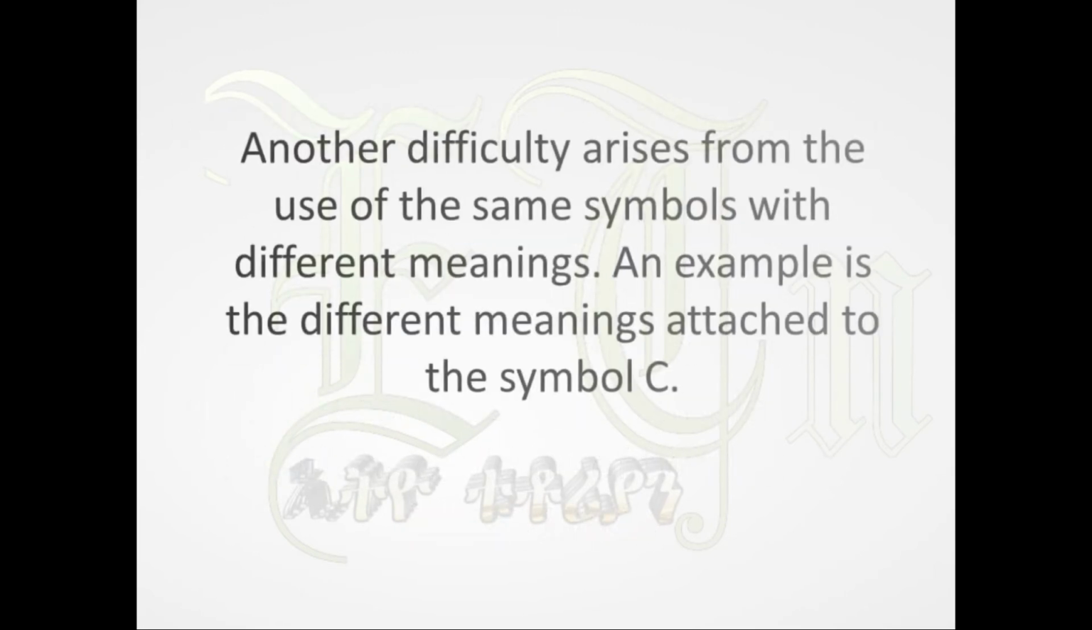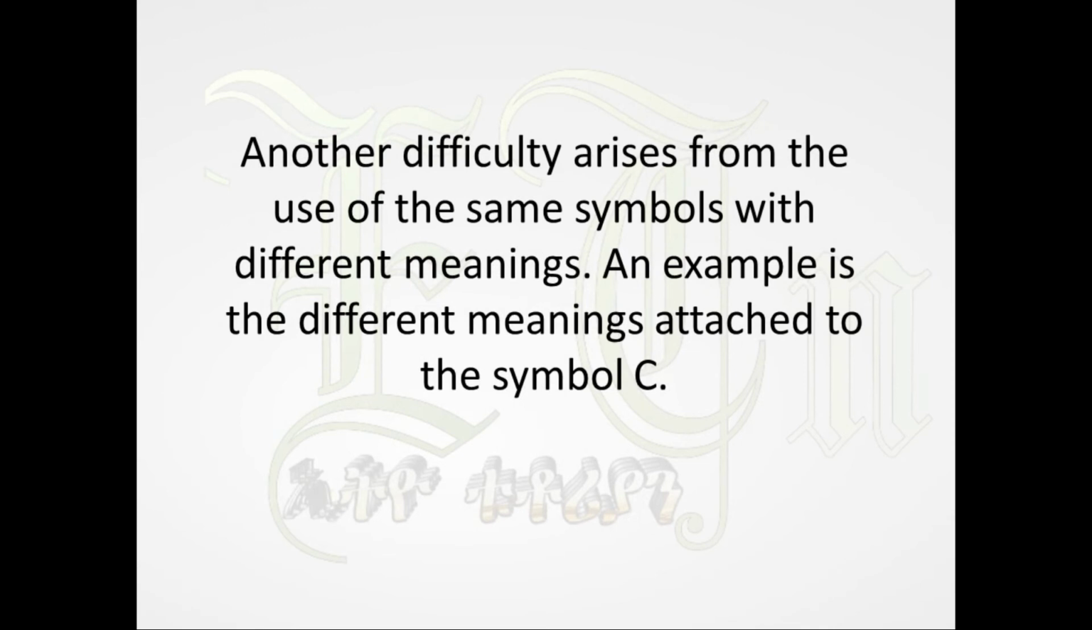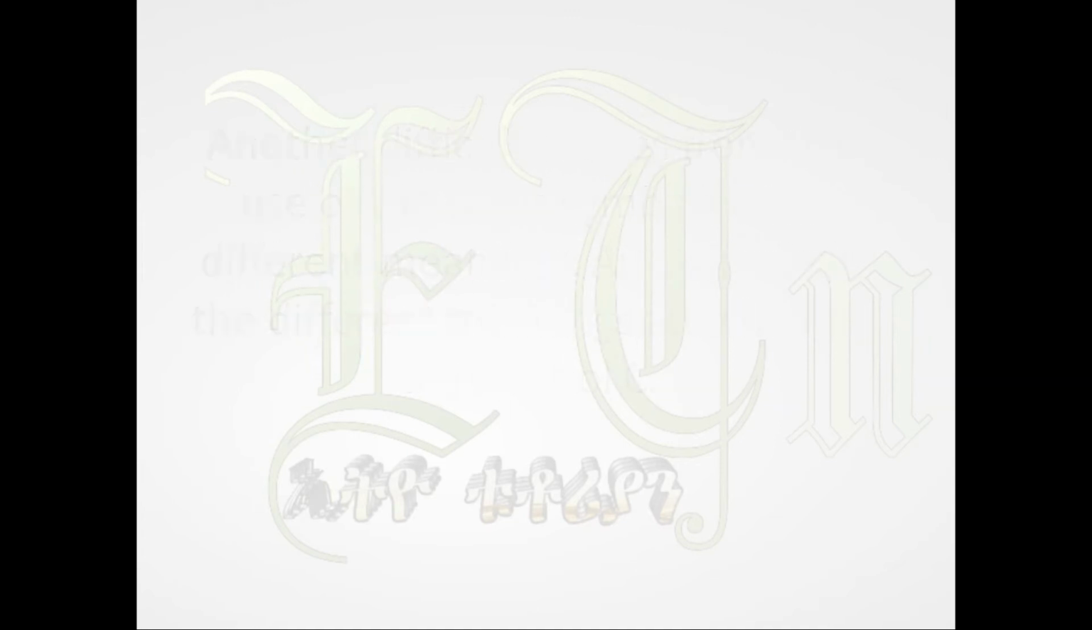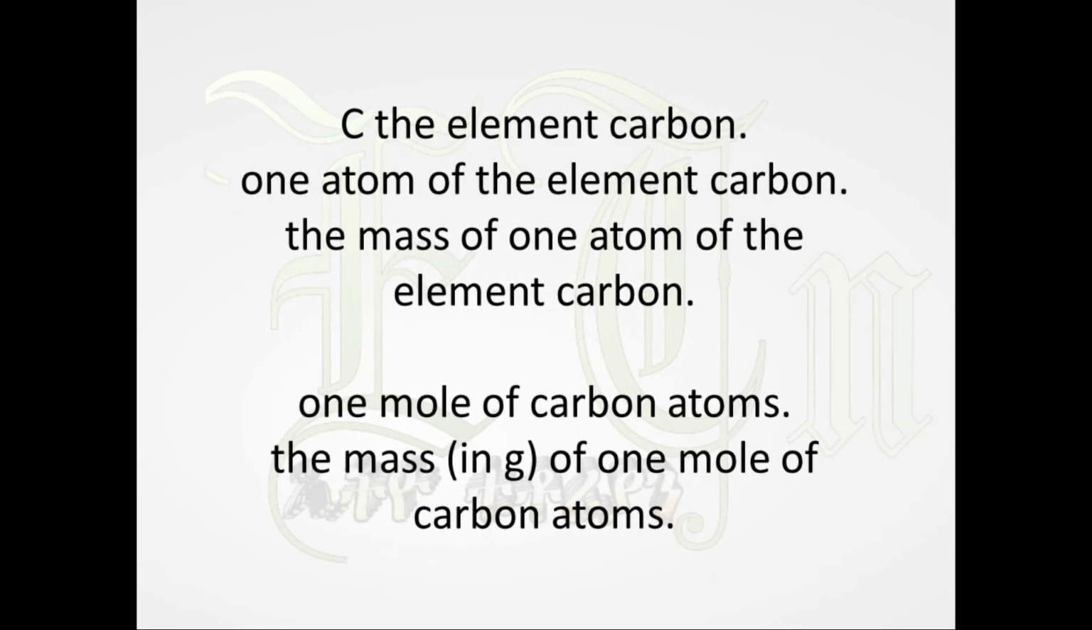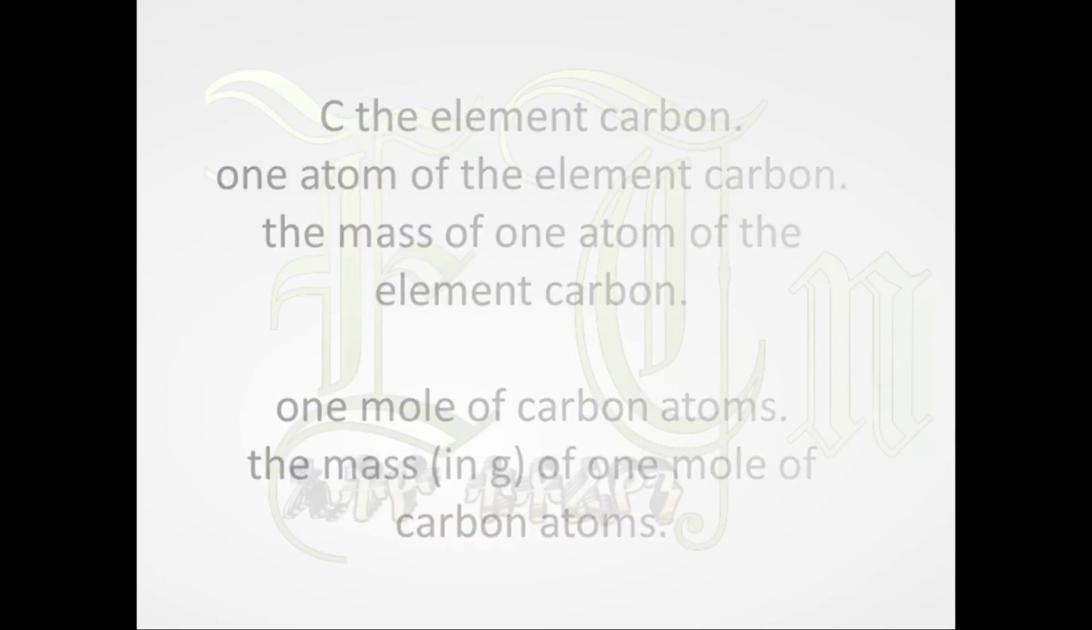West, 1984. Another difficulty arises from the use of the same symbols with different meanings. An example is the different meanings attached to the symbol C. See the element carbon. 1 atom of the element carbon. The mass of 1 atom of the element carbon. 1 mole of carbon atoms. The mass in g of 1 mole of carbon atoms.